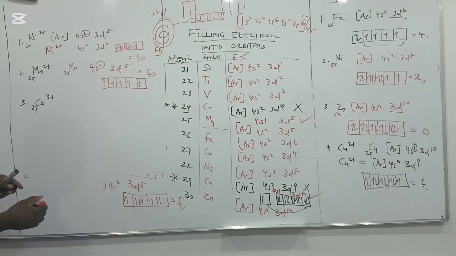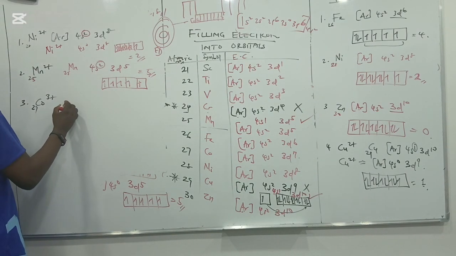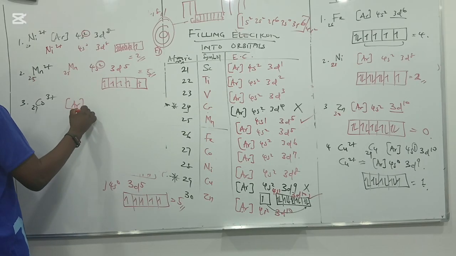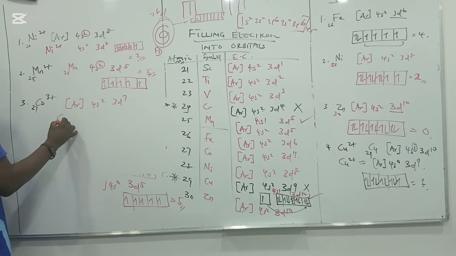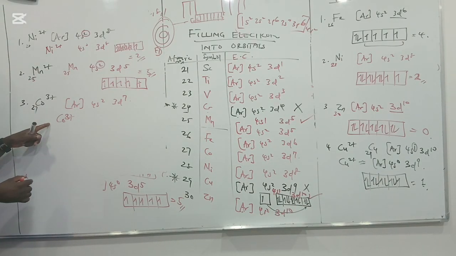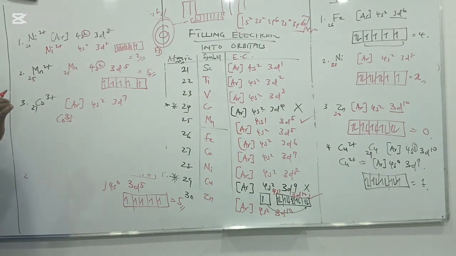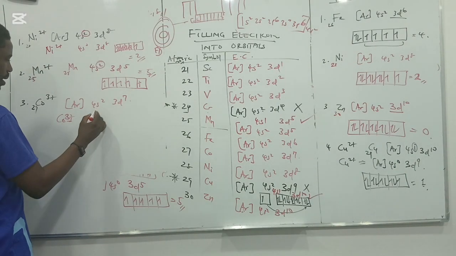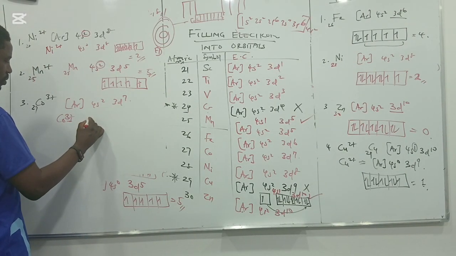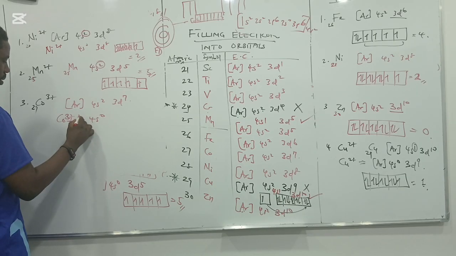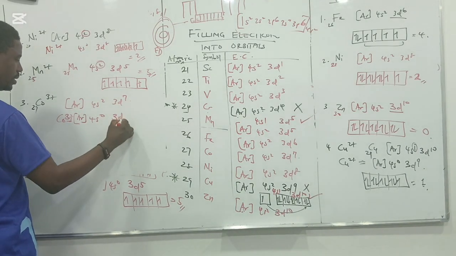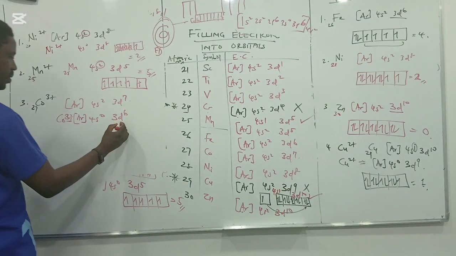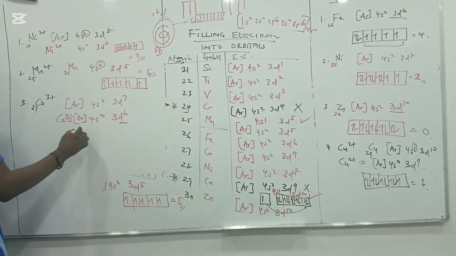Let's see cobalt, which is number 27. Cobalt is 27, so that is argon 4s2 3d7. But it's now cobalt 3 plus, which means it has lost 3 electrons. So first of all we lose the 4s, 4s0. Remember, argon is number 18, so we have lost 2. We lose 1 again, 3d6. That shows that cobalt 3 plus is a d6 configuration.